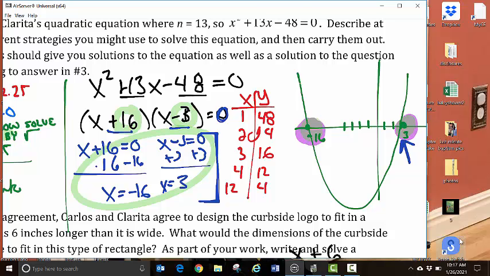All right, feedback. How do you feel about solving this one by factoring? Thumbs. This is your 3.6.1 homework. Give it a thumb, I want to see it.